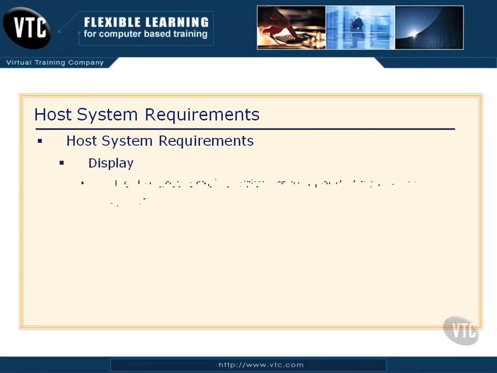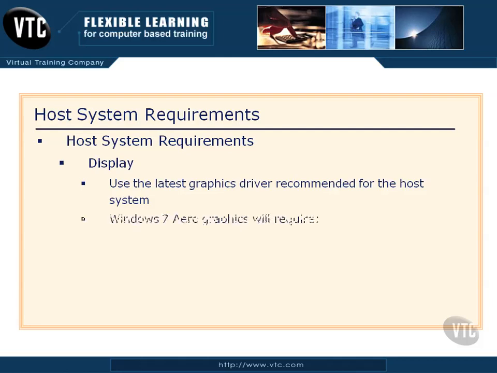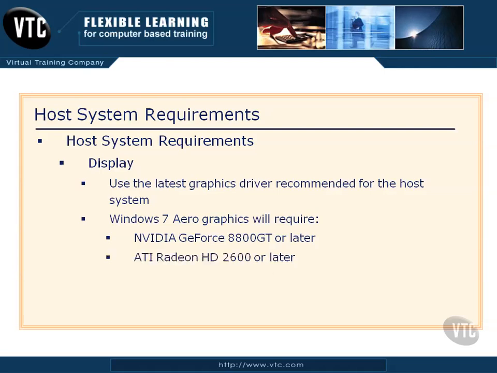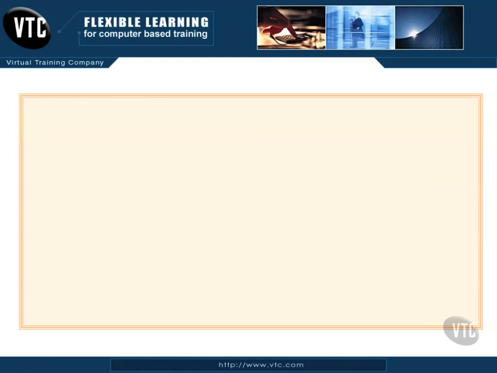Now, the display for your host system is not a big deal. Just use the latest graphics driver recommended for your host system. So whatever computer you're running, and then you're running Windows 7 or something, just make sure you've got the latest graphics driver for it. If you're going to use Windows 7 Aero graphics, you'll need an NVIDIA GeForce 8800 GT or later, or an ATI Radeon HD 2600 or later. And again, if you buy a machine in 2012, it's going to be hard not to hit these.